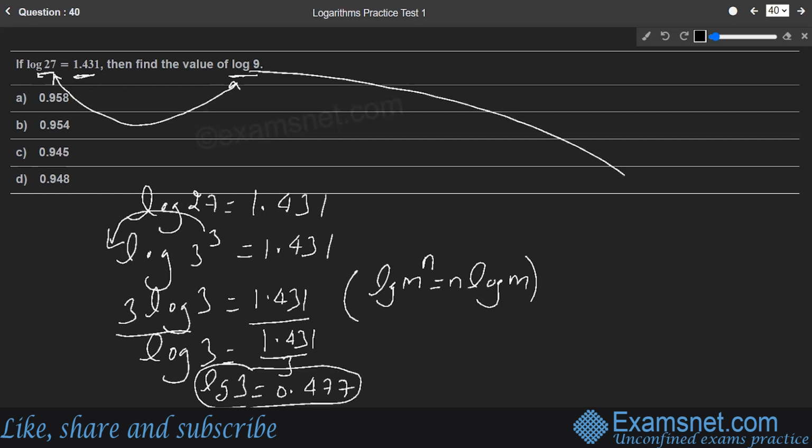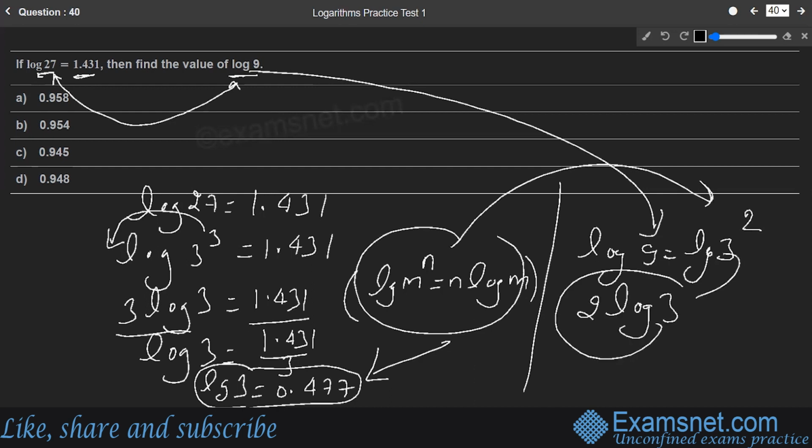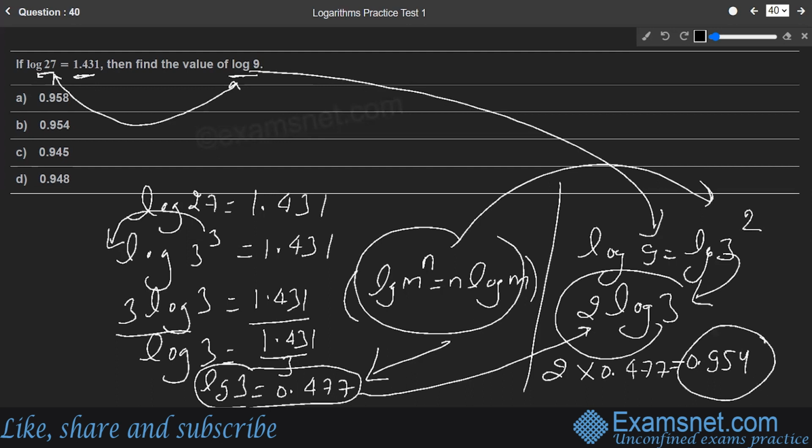Now, what are we supposed to find out? We are supposed to find log 9. We need to manipulate log 9 in the form of log 3 because we have the value of log 3. So log 9 can be written as log of 3 squared. Again, we use the property log m to the power n is n log m, so this 2 comes in front and it becomes 2 log 3. Now we can replace the value of log 3 here. It is going to be 2 into 0.477, which is nothing but 0.954. So that should be the right answer, 0.954. Let us find where it is available. It is available in option number B and should be the right answer for us.